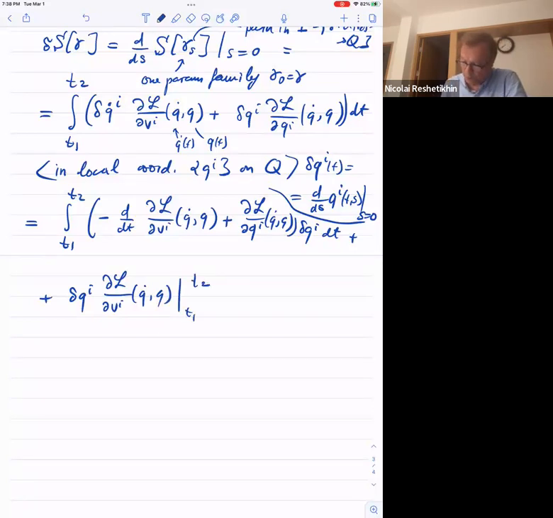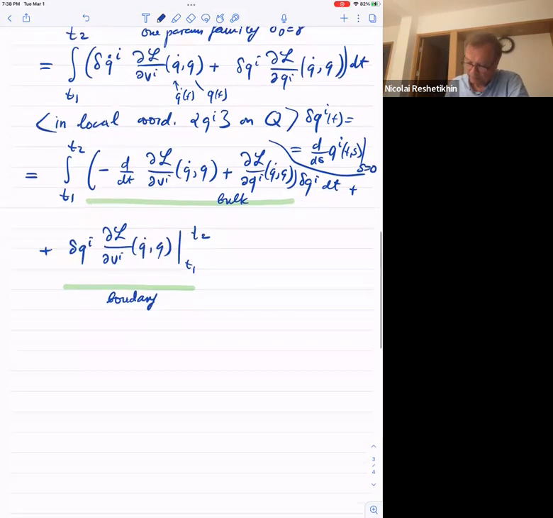All right, so we have two terms. One is the bulk term, the other is the boundary term. So maybe I should use, so this is the bulk. That's the standard terminology. These are the boundary terms in the variation of this functional.